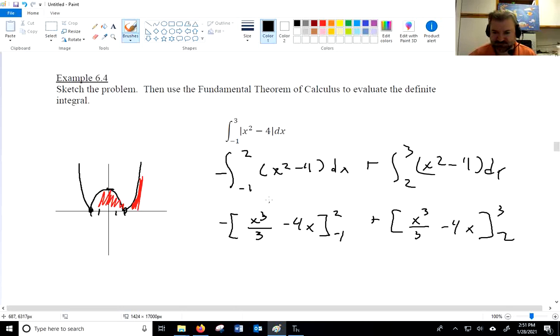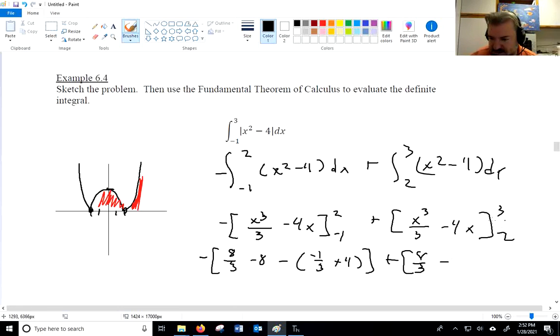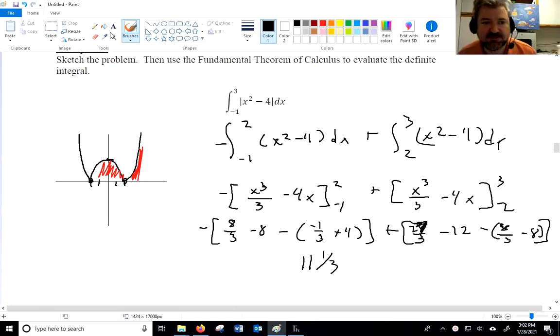All right, so this is 8 over 3 minus 8, and then minus, I got to plug in the negative 1, we get negative 1 over 3 plus 4. And then we have plus, and this one over here is going to be 8 over 3 minus 12. And then minus, not 8 over 3, that's 27 over 3. 3 cubed is 27 minus 12, and then this is 8 over 3 minus 8 again. And would you believe it? That number is 11 thirds.